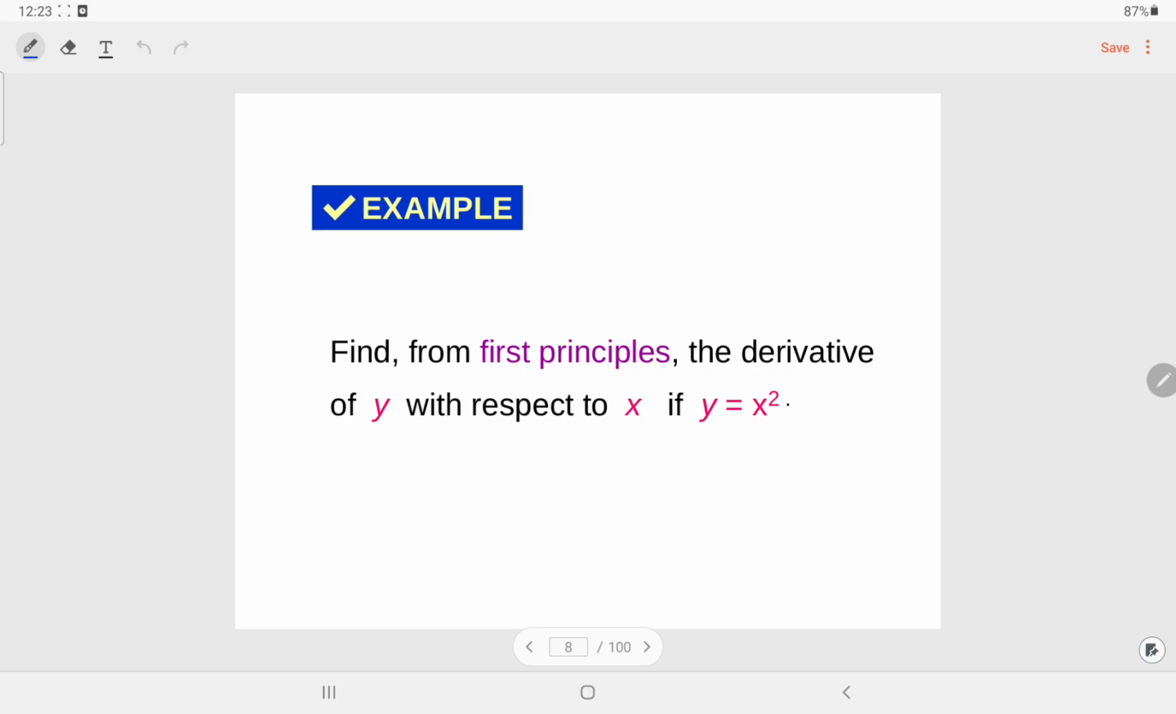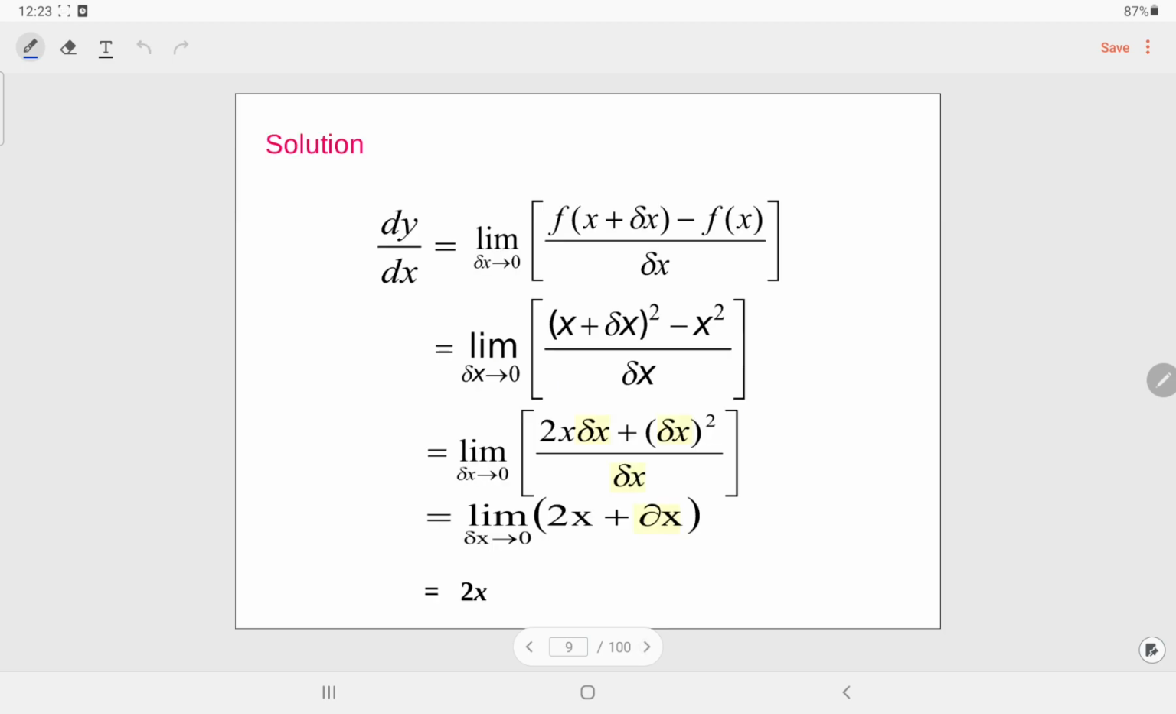For the example, find from first principles the derivative of y with respect to x, where y equals x squared. This is the formula you need to memorize. Since the function y equals x squared, you need to add the value of delta x. So (x plus delta x) squared, minus f(x). This is equivalent to (x plus delta x) squared minus x squared, over delta x.